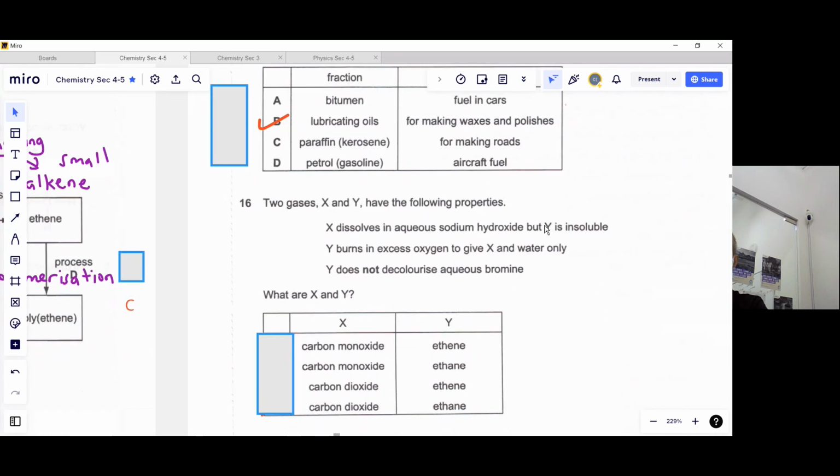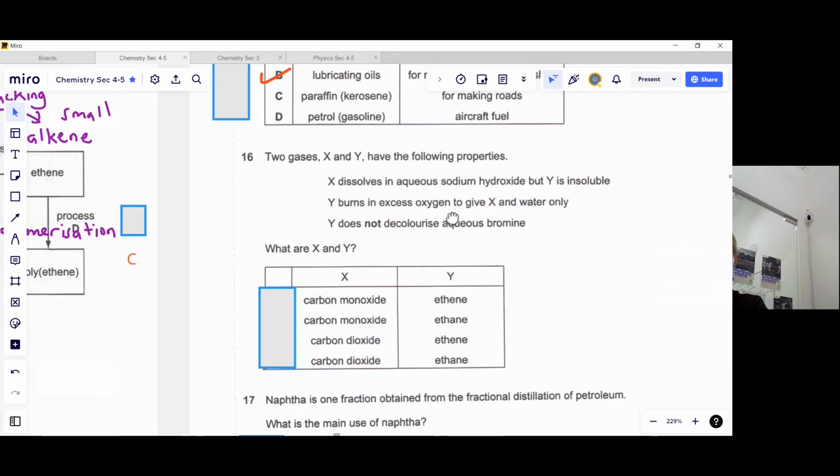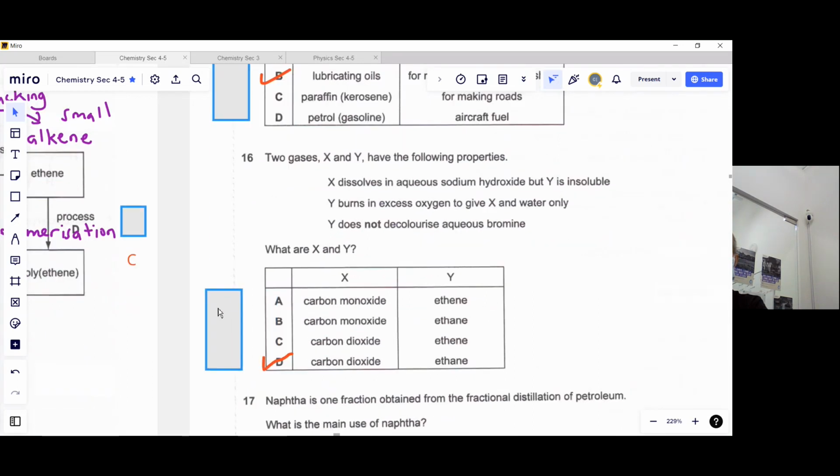Okay, 16 is a bit more intensive question. D for dog. Yeah, D for dog. Y does not decolorize aqueous bromine, so Y is an alkane. All right, so it must be ethane here. You have ethane as the alkane. CO2 dissolves in sodium hydroxide. That is what you need to know. Remember that.